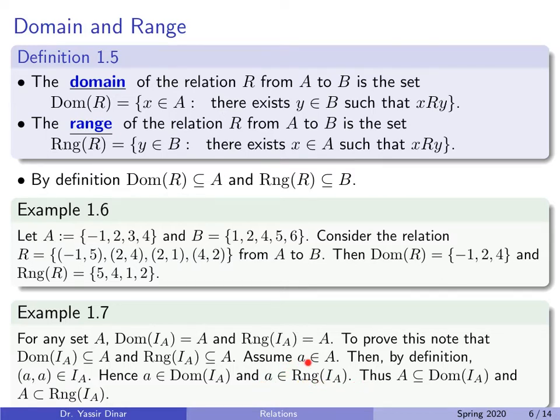That means since A belongs to A, A is a subset of the domain of the identity relation, and also A is a subset of the range of the identity relation. So this gives us that the domain of the identity relation is equal to A, and the range of the identity relation is also equal to A.